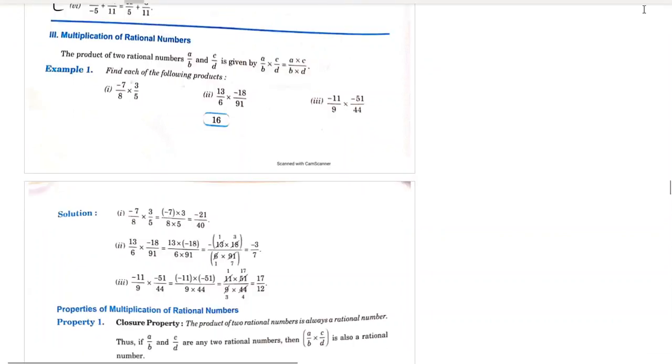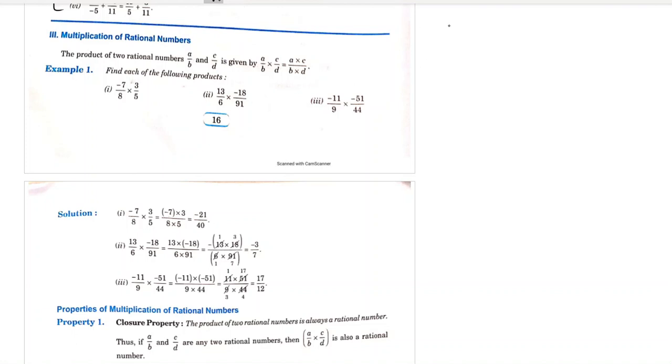This is part 3 of Maths Chapter 1, Rational Numbers. In this part, we are going to study about multiplication of two rational numbers. Now, multiplication of rational numbers is very easy, unlike addition or subtraction of rational numbers, because in addition and subtraction, you have to take the LCM of the denominators and make them equal. In multiplication, there is no issue like that.